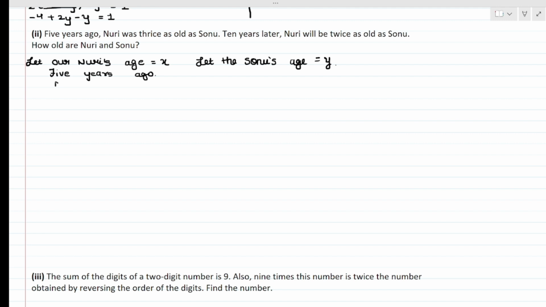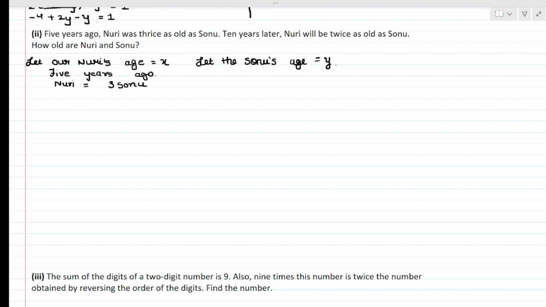So, 5 years ago, Noori was thrice as old as Sonu. First of all, clearly understand the meaning of the sentence. We are comparing Noori's age with Sonu's age, and they are saying Noori was thrice as old as Sonu. That means our Noori is thrice of Sonu, that is why I have substituted 3 times Sonu.